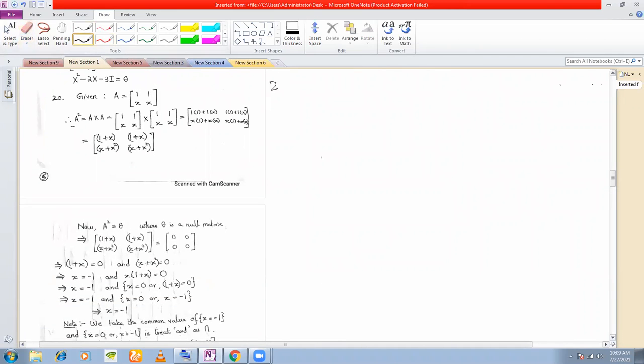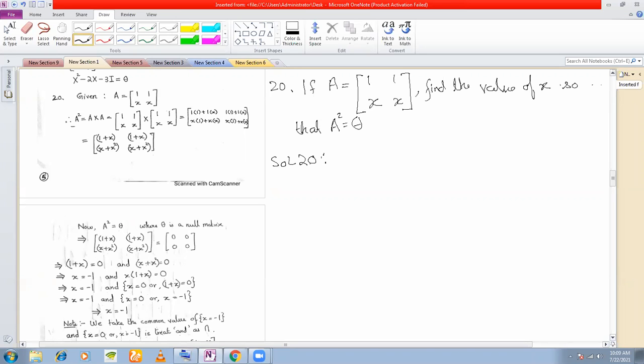Number 20. The question here is, if A is equal to [[1, 1], [x, x]], find the value of x so that A square is equal to the null matrix. You need to find such a value of x that A square must be equal to a null matrix. Let us first find out A square.